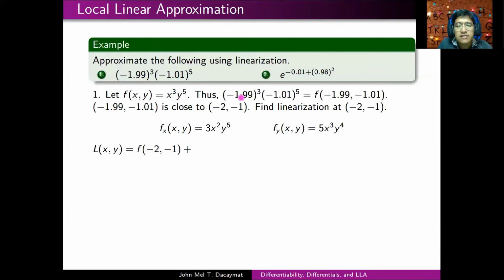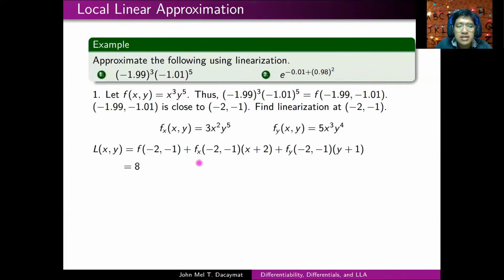LLA at (negative 2, negative 1) is function value at (negative 2, negative 1) plus f sub x of (negative 2, negative 1) times x minus negative 2, hence x plus 2. Tapos yung last, f sub y doon sa (negative 2, negative 1) times y plus 1. Function value at (negative 2, negative 1), plug in ko dito sa x cubed y to the fifth. If I do that, I'll get negative 2 cubed times negative 1 to the fifth. That's negative 8 times negative 1, positive 8.